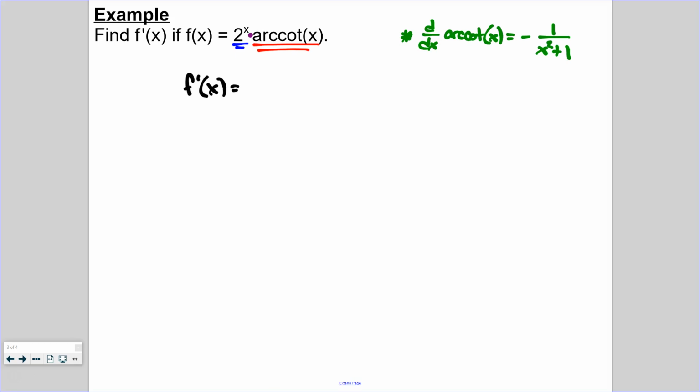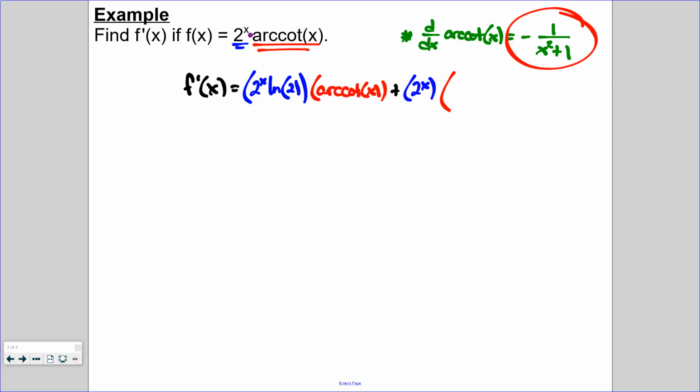Product rule says take the derivative of the first function, which is 2 to the x times the natural log of 2. We leave the second function alone, and then we add. We leave the first function alone, so just 2 to the x power, but then we have to multiply by the derivative of the second function, and the derivative of arc cotangent, we already remembered, is negative 1 over x squared plus 1.